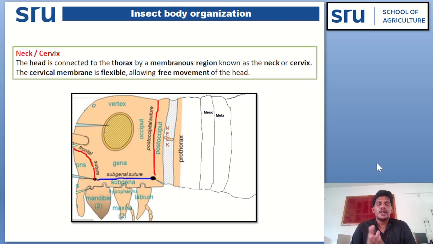Next part is the neck or cervix. The head is connected to the thorax by means of a membranous region known as the neck or cervix. The cervical membrane is flexible, allowing the free movement of the head.